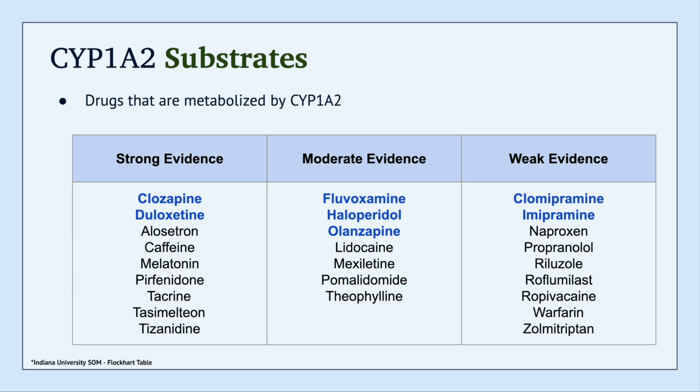We'll talk briefly about the substrates of CYP1A2, and these are drugs that are metabolized by 1A2 like I just mentioned. And all of the information that I've gotten is from Indiana University's Flockhart table, which is a really good resource that I recommend you take a look at. They've split up these different substrates based on the degree of evidence, and so you could see strong, moderate, and weak. I've highlighted the ones that are more relevant from a psychiatric context. The ones that stick out are Clozapine, duloxetine, fluvoxamine, haloperidol, olanzapine, clomipramine, and imipramine.